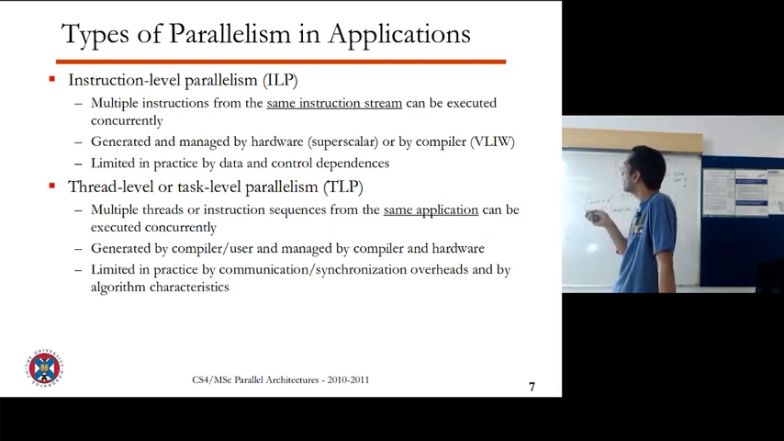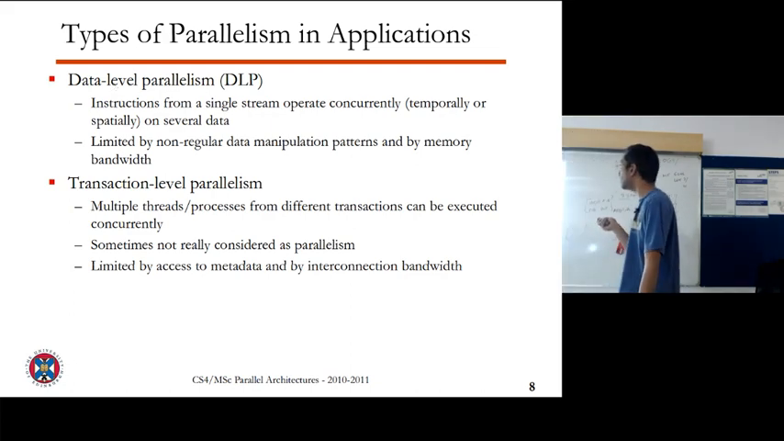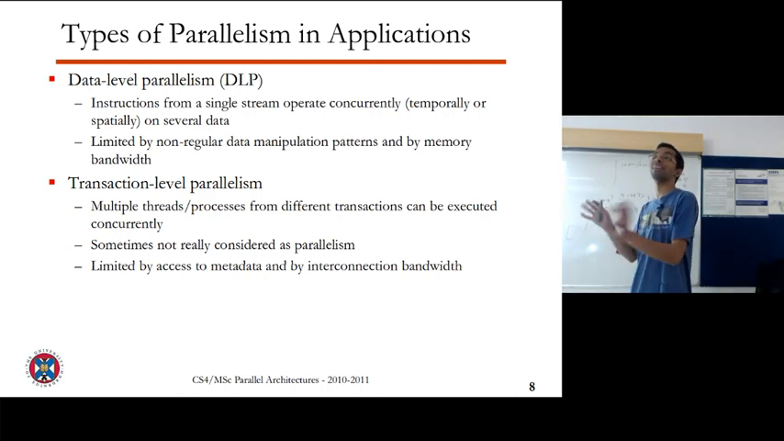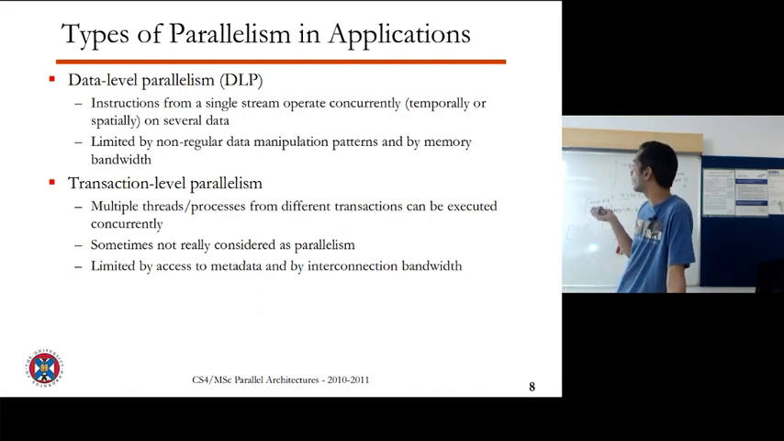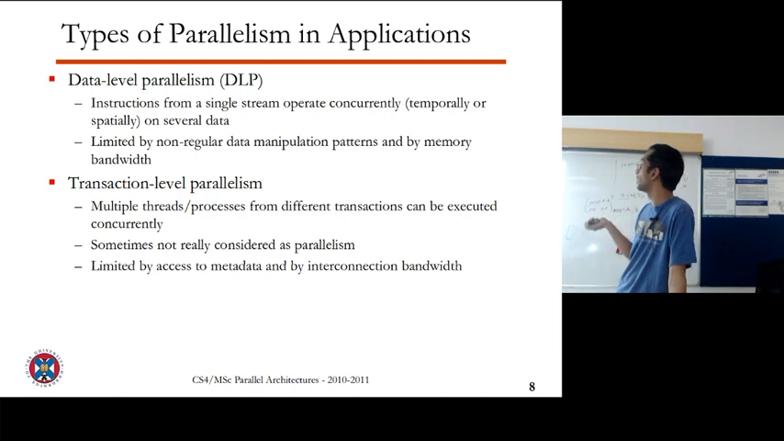The next one is data level parallelism: a single instruction stream operates concurrently, temporally or spatially, on several data. So you have different data over which you are parallelizing, and it is limited by non-regular data manipulation patterns or by memory bandwidth. So memory is another major thing that could limit it here. For example, if you have an image and you divide it into different parts, that is data level parallelism in some sense. Each part you might give to a separate unit to process.